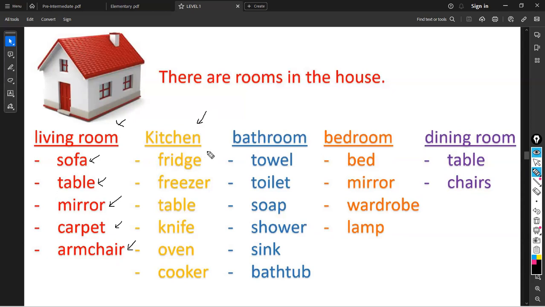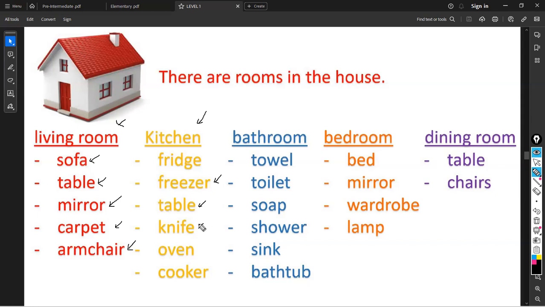Now, how many fridges do you have in your kitchen? In our kitchen, there is one fridge. Amazing, thank you. How many freezers do you have? Same, there is one freezer. Amazing. How many tables do you have in your kitchen? There is one table.